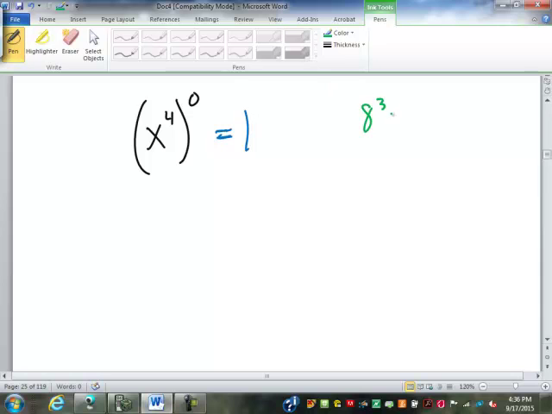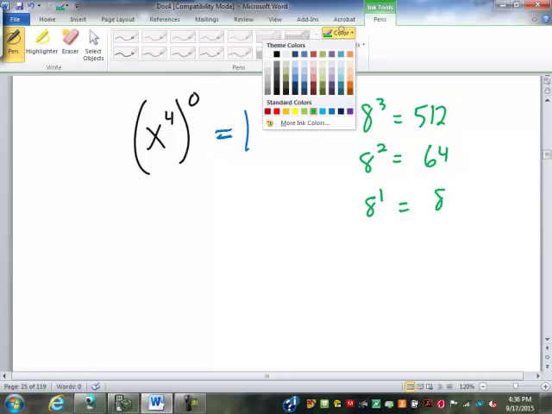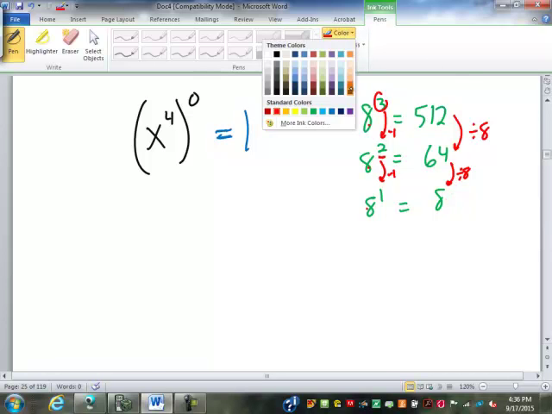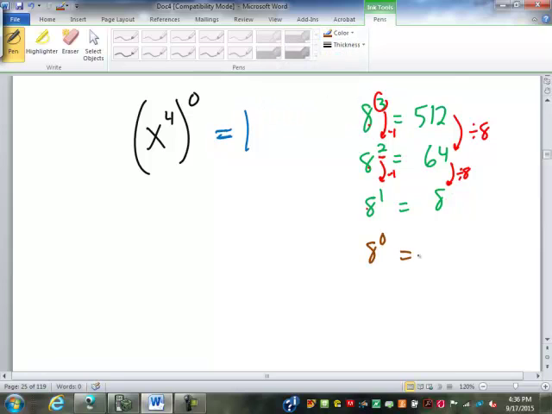If I have 8 to the power of 3, it's 512. 8 to the power of 2 is 64. 8 to the power of 1 is just 8. If I'm keeping a base of 8 on my exponent, if the power goes down by 1, the result is divided by 8. I go from 2 down to 1, this is divided by 8. 64 divided by 8 is 8. If I keep going, 8 to the power of 0, this has to be divided by 8 again. Well, 8 divided by 8 is 1.